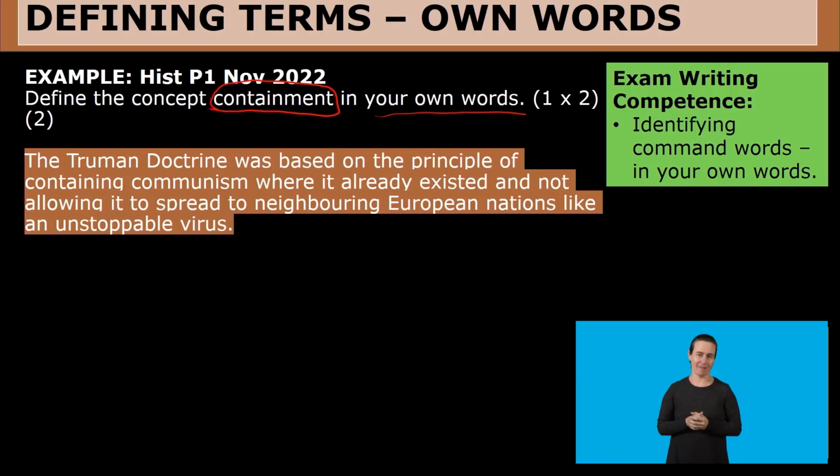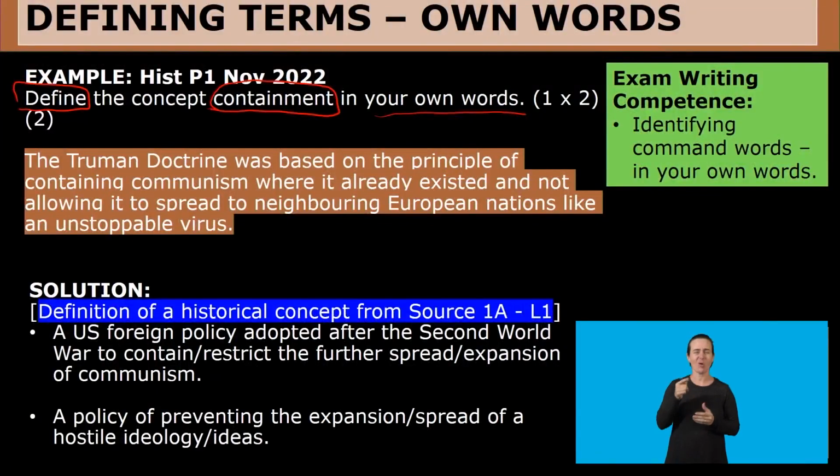Okay, so remember, you are defining. You do not need to explain, you do not need to discuss, just define the word containment in your own words. That is very important. So if you look at this solution here, because there is a caption that says the Truman Doctrine was based on the principle of containing, so there is the word containing communism where it already existed and not allowing it to spread to neighboring European nations like an unstoppable virus.